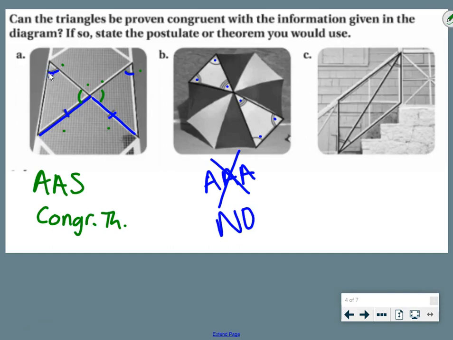And then the last one, we have an angle and this angle. We have a second angle. And then they share a side. So if they share a side, those sides are going to be congruent in both triangles. So if we look, we have angle, side, angle; angle, side, angle. So angle, side, angle congruence, and that is a postulate.